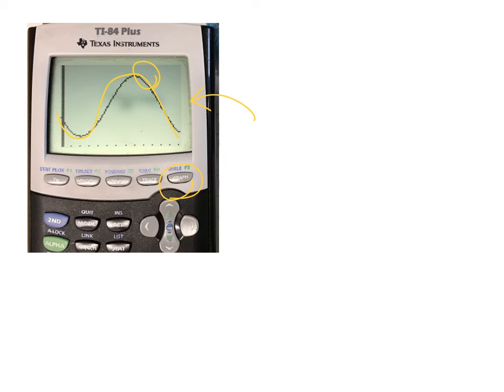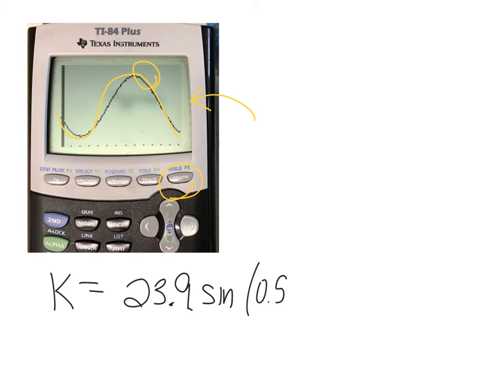So my answer, if you look at that last slide, it's a really good fit. It looks really good. So I can have k equals 23.9, which is the A, sine 0.533t minus 2.69, plus 82.404. Okay, so that's your function. Pretty cool.